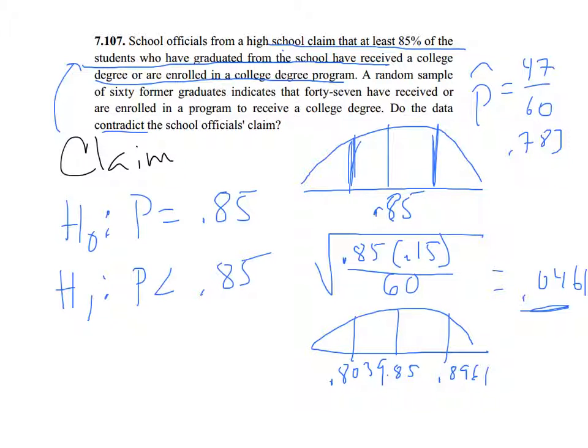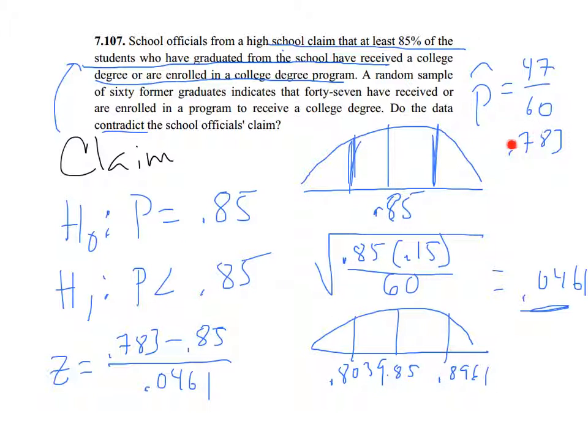Okay, so let's step back a little bit here now to get that theory out of the way. So we know the claim is that the school officials say that at least 85% graduate from college. So that's my H0. And we're going to disprove that by saying that it's actually less than 0.85, trying to show how likely is it to get a sample that low, that far away from the mean. So the next thing we're going to do is calculate a z-score. So the measure in question is the p-hat value of 0.783. And we're going to subtract our center, the mean of 0.85. Then we have to divide it by the standard deviation, and we already did that, 0.0461.